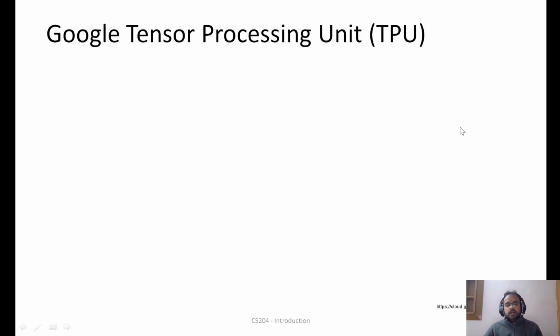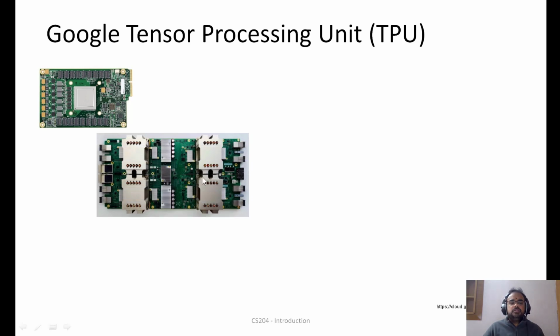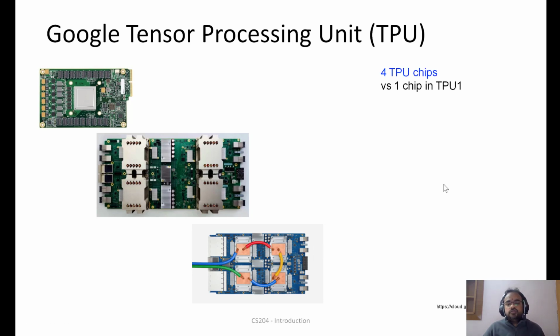Okay, following that, we have another interesting development from Google, which is the Tensor Processing Unit. Again, it's primarily built for machine learning and AI algorithms as an accelerator. So here are three generations of TPUs, TPU 1, 2, and TPU 3. How each varies is we have four TPU chips in TPU 3, version 3 and version 2 when compared to version 1.